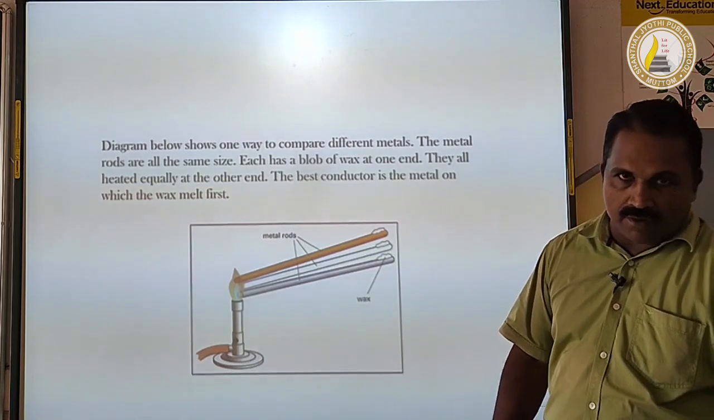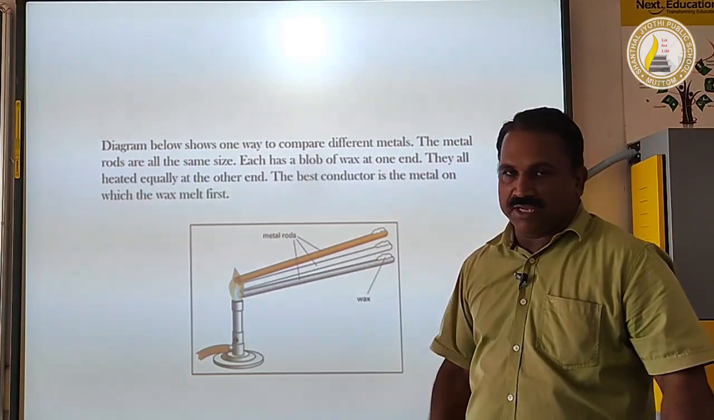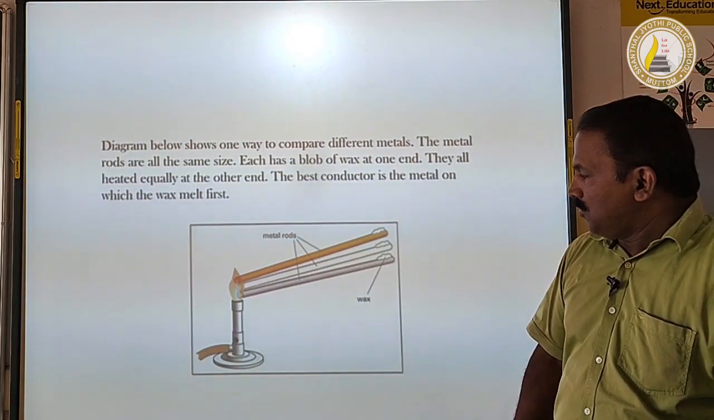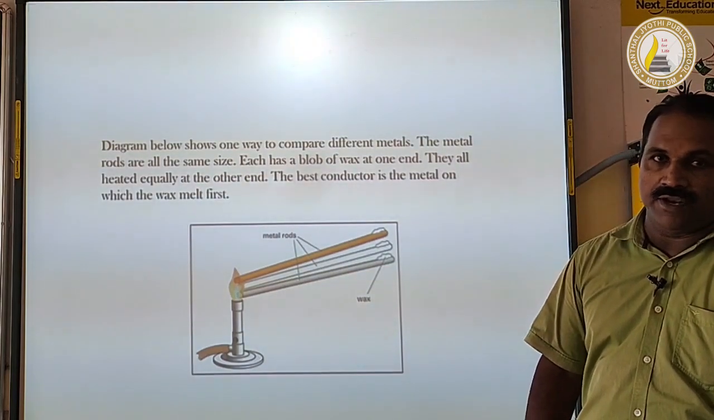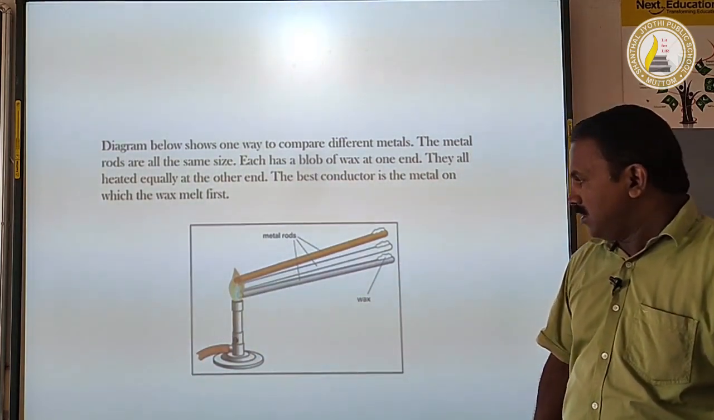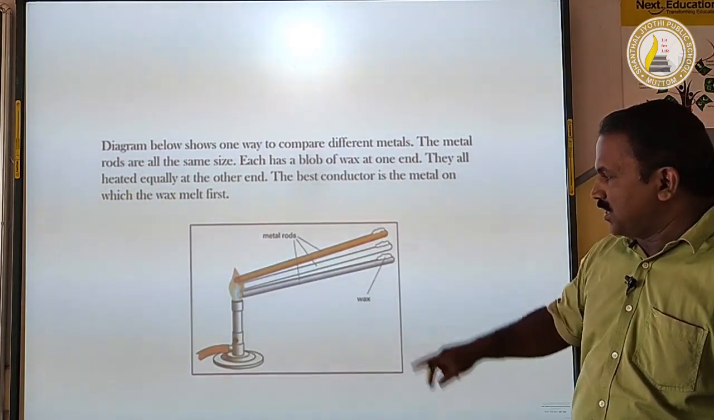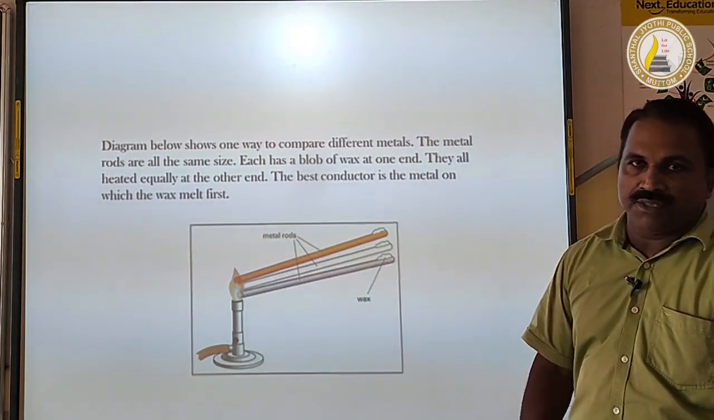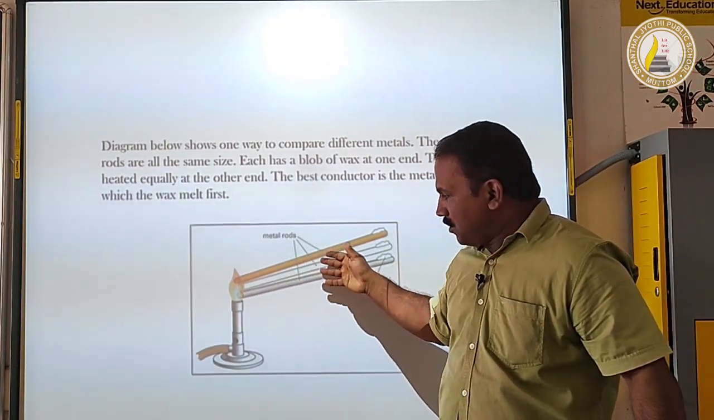In the heat chapter we already studied some experiments. Here, in the heat chapter, about conduction: how to find out that different metals have different conductivity. Here 3 metals are there, suppose iron, aluminum, copper, whatever it may be, 3 metal rods of the same size and same length. Then all the 3 metal rods are heated.